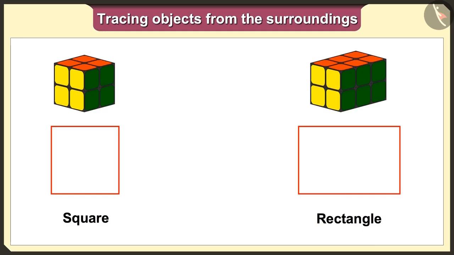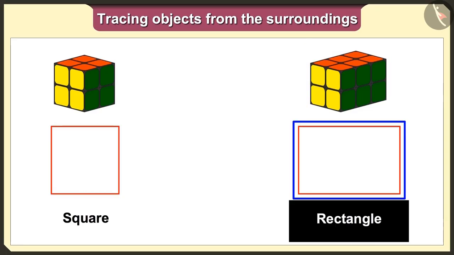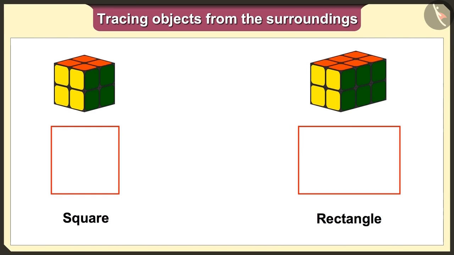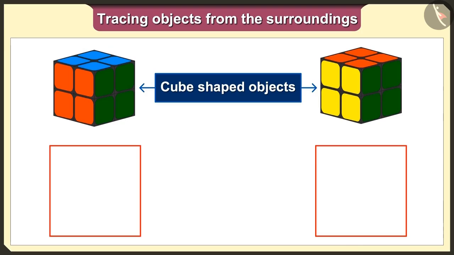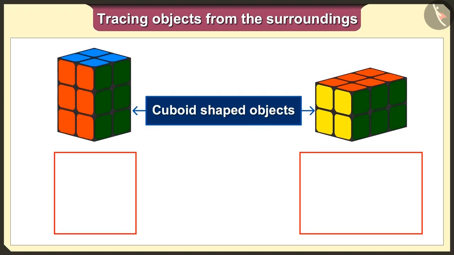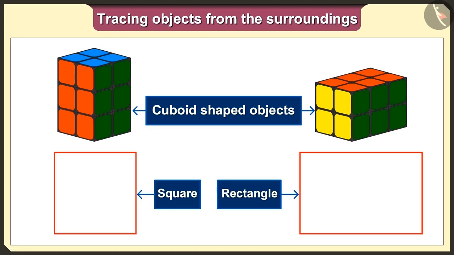Yes, now I understand it very well that the shape we get when we trace the cuboid is not a big square, but it is a rectangle. Yes, so Tallman, remember that if we keep the cube-shaped toy in any way and trace it, then we will always get the square shape. And if we trace the cuboid shape, then we will always get either a square or a rectangle shape.